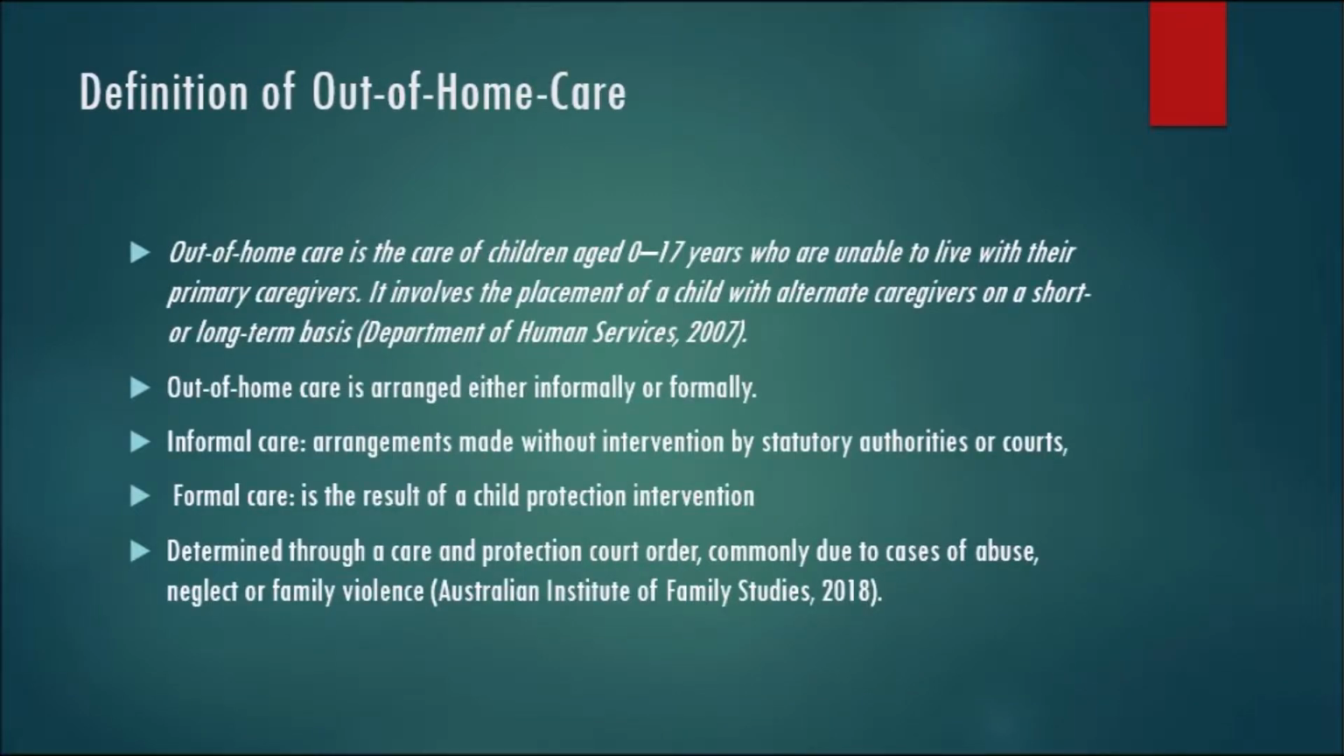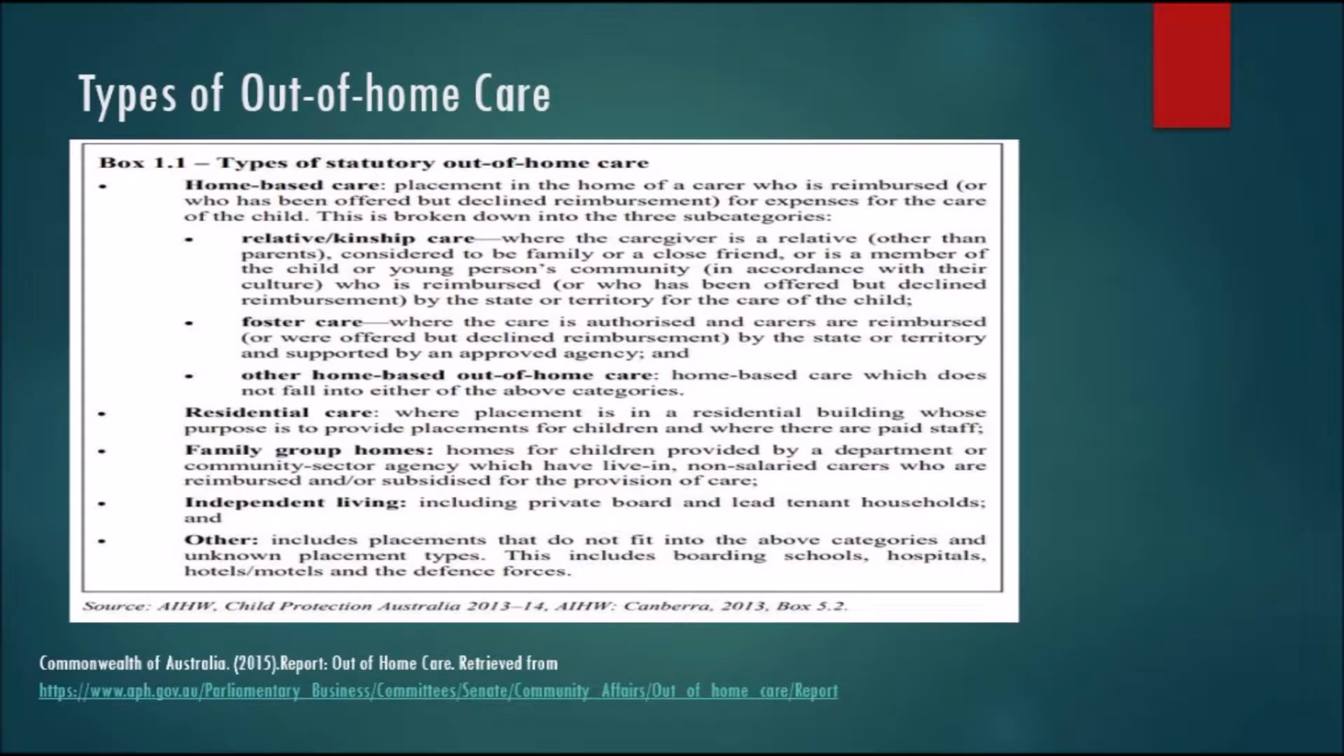Out-of-home care is the care of children 0 to 17 years. It involves the placement of a child with alternate caregivers on a short or long-term basis. Informal care are arrangements made without intervention by statutory authorities or court. Formal care is a result of a child protection intervention or a care and protection court order due to abuse, neglect, or family violence. This table details the types of out-of-home care.